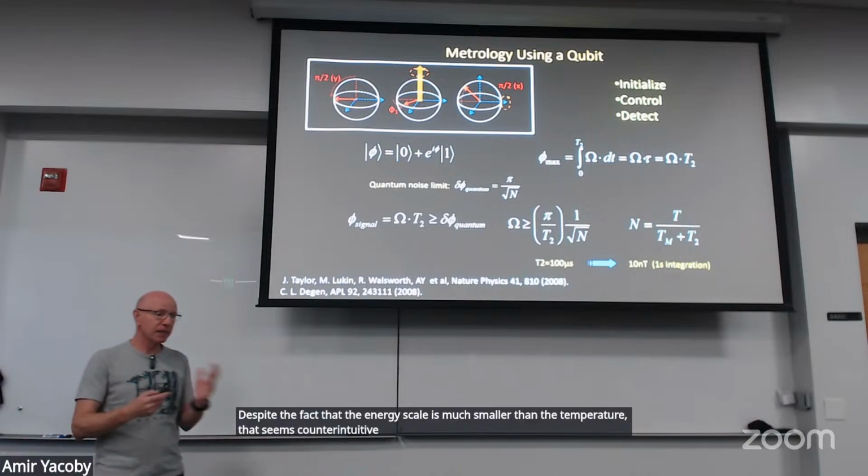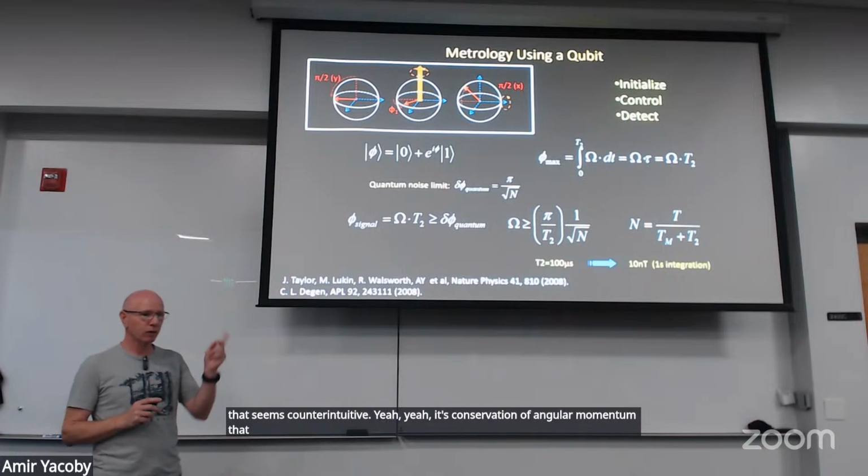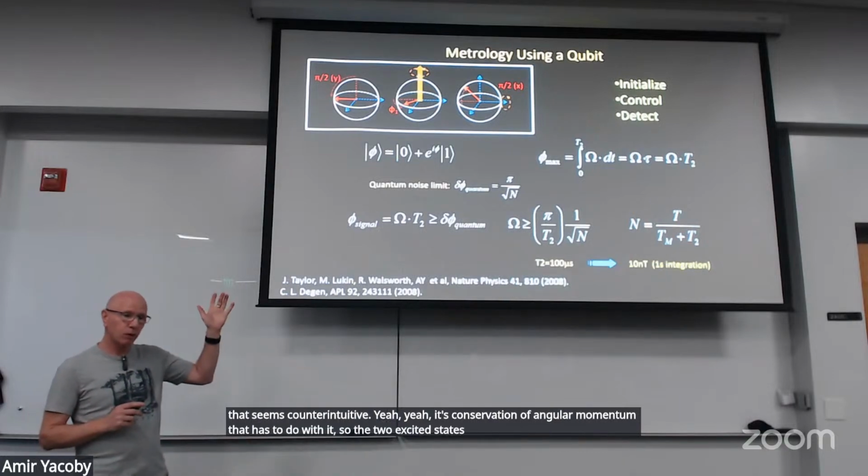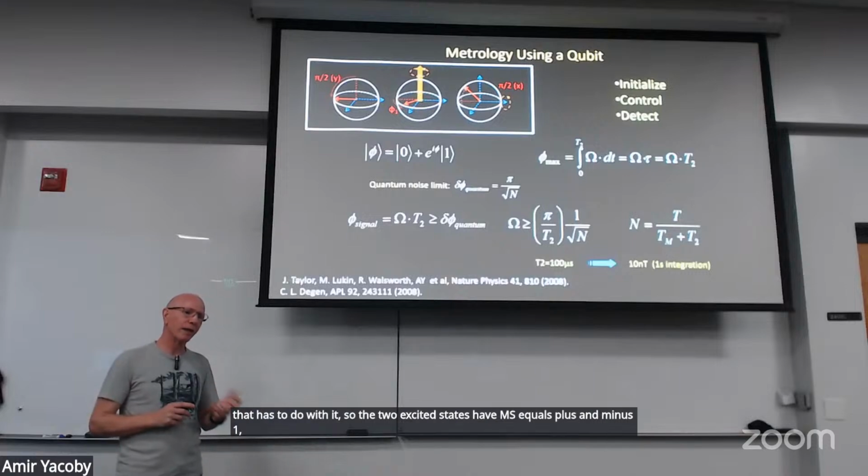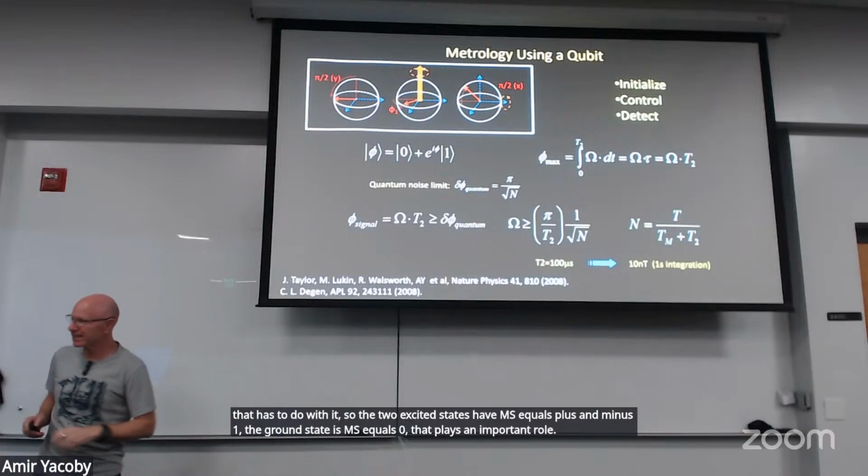Yeah, it's conservation of angular momentum that has to do with it. So the two excited states have ms equals plus and minus 1. The ground state is ms equals 0. That plays an important role. That selects the ground state.